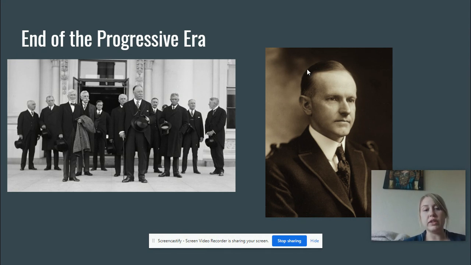So under Calvin Coolidge, the Supreme Court starts ruling and passing laws against labor unions, so they don't have as much power as businesses. They also wanted less government regulation for industry and businesses, and less government spending and intervention.